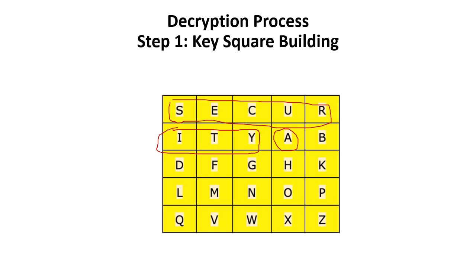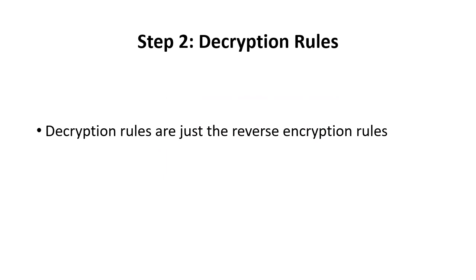One more point to note here: I and J can be used alternatively. Instead of I, we can write J also. Both letters have the same meaning. Next is the decryption rule. This is not a separate rule; we are just going to reverse the encryption rule. That's all. For this process, we again have to follow the same three rules.